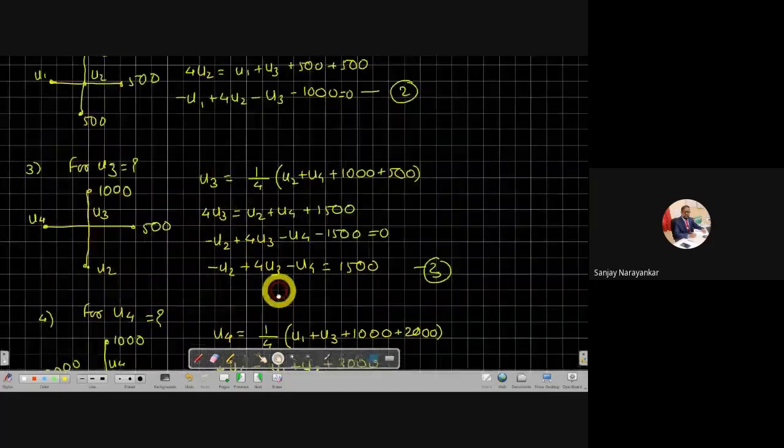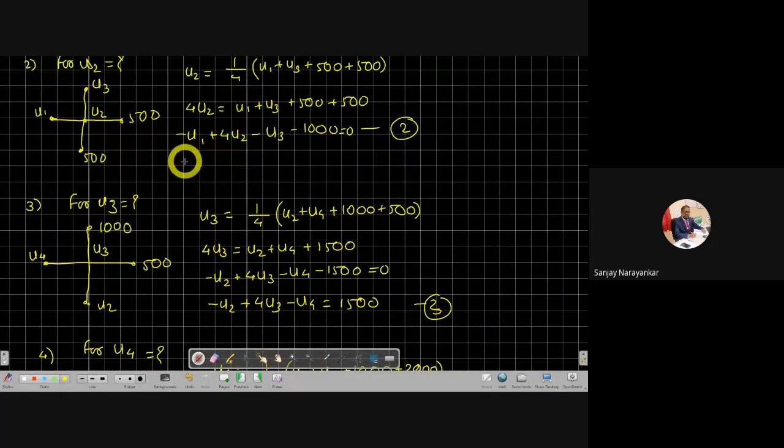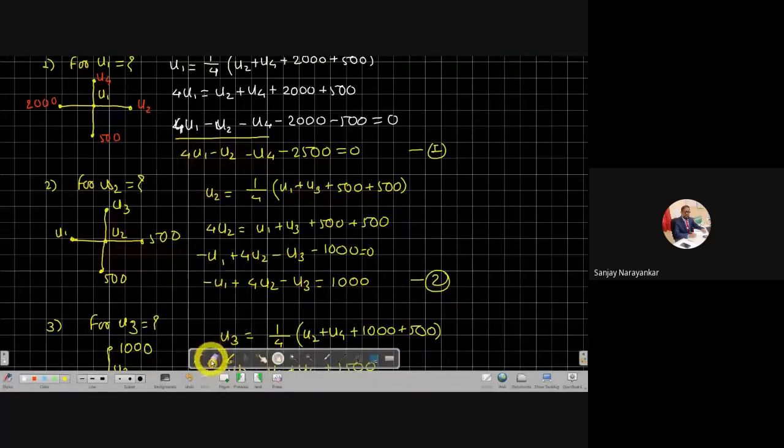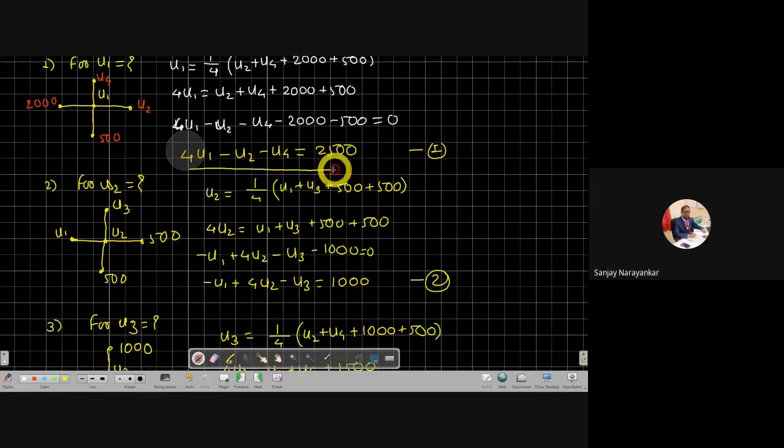Similarly, I'll rewrite this: U1 plus 4U2 minus U3 is equal to 1000. That is equation 2. And similarly, we'll write this also: 4U1 minus U2 minus U4 is equal to 2500. We got all these equations, 4 equations.